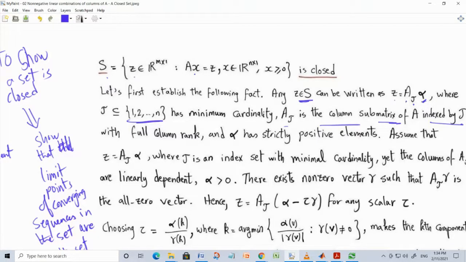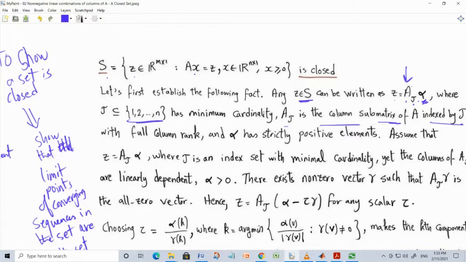A is equal to J alpha, where alpha is strictly positive. Again, this is not a big deal, but also alpha has minimum cardinality. At the same time, the columns of AJ are linearly independent. So what does it mean that vector alpha has the minimum cardinality, or that the column index set has minimum cardinality? It means that you cannot express Z as a positive combination using a fewer number of columns.